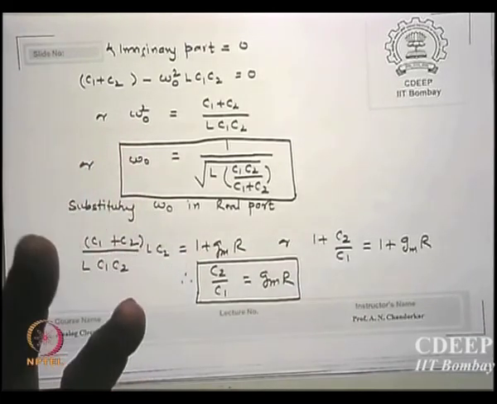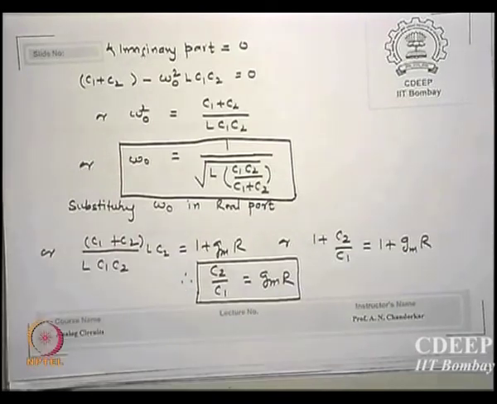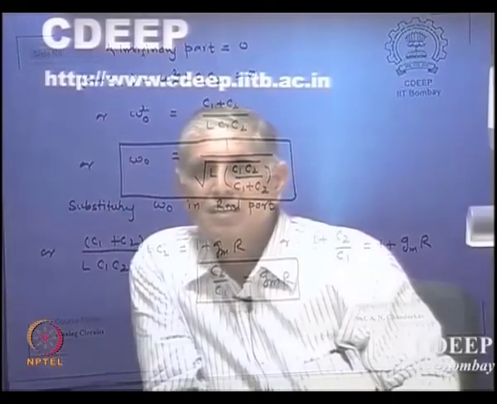Why it is called design? Because I am not interested in GM value or R value, I am interested that it should oscillate at 100 megahertz or 800 megahertz, that's what I will say. So what do I give? I go to this expression, evaluate C1 by C2, come here and find what GM R I should use to have oscillations. GM I will adjust by bias. Is that okay? Is the design clear to you?